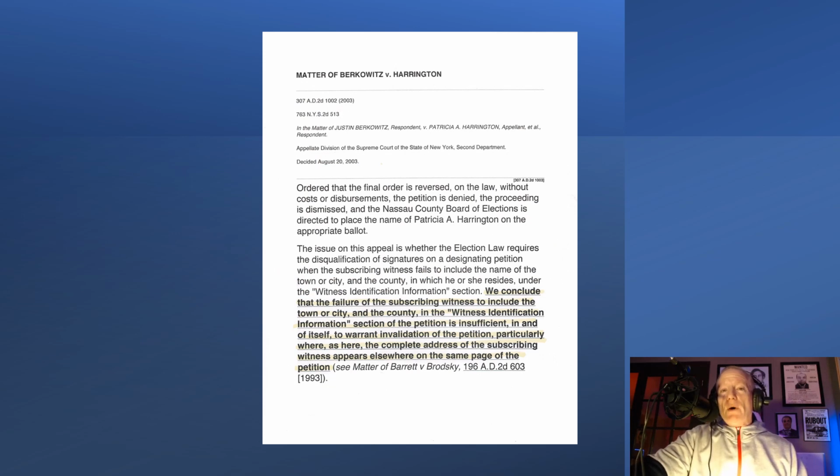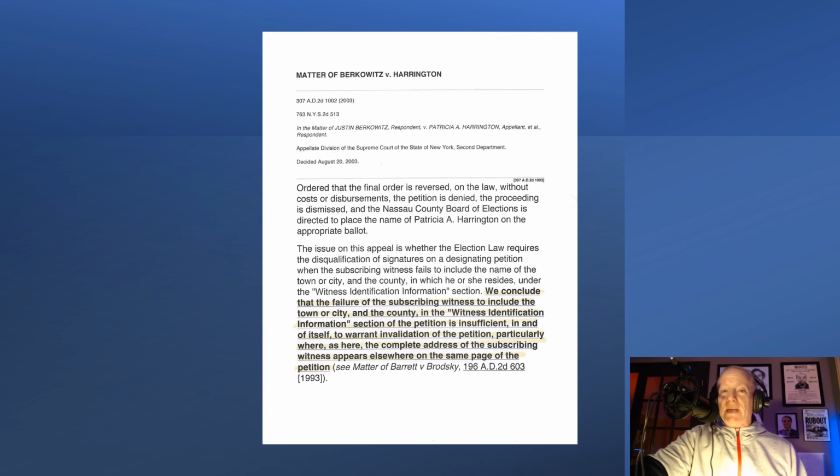Okay, so as if that wasn't clear enough or bad enough, as you saw now, page 29 of the New York State election law lays out in the witness identification information section that you don't have to fill out that section that calls for town and county. You saw it right there. It was laid out in plain English. And yet the Board of Elections, led by the previous administration, threw out 600 signatures because that line wasn't filled out.